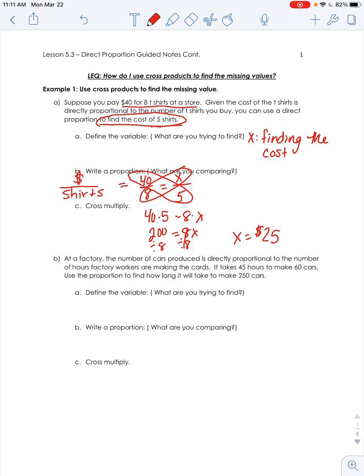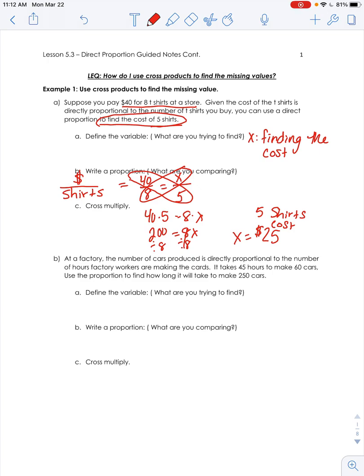So what does that mean in relation to this problem? That 5 shirts cost $25. Okay, so you need to know what you're comparing. You need to set up 2 fractions, and then you need to cross multiply. Then you need to make sense of your answer.